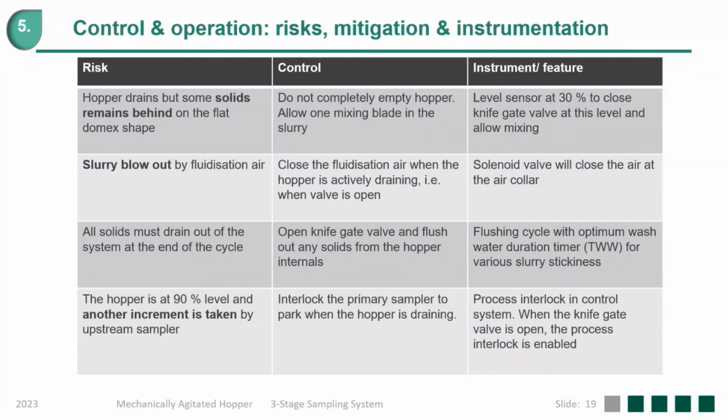The other risk is slurry blowout by fluidization air, and we control this by closing the fluidization air when the hopper is actively drained. The instrument or feature that we use there is a solenoid valve at the air collar. So we close the solenoid valve.